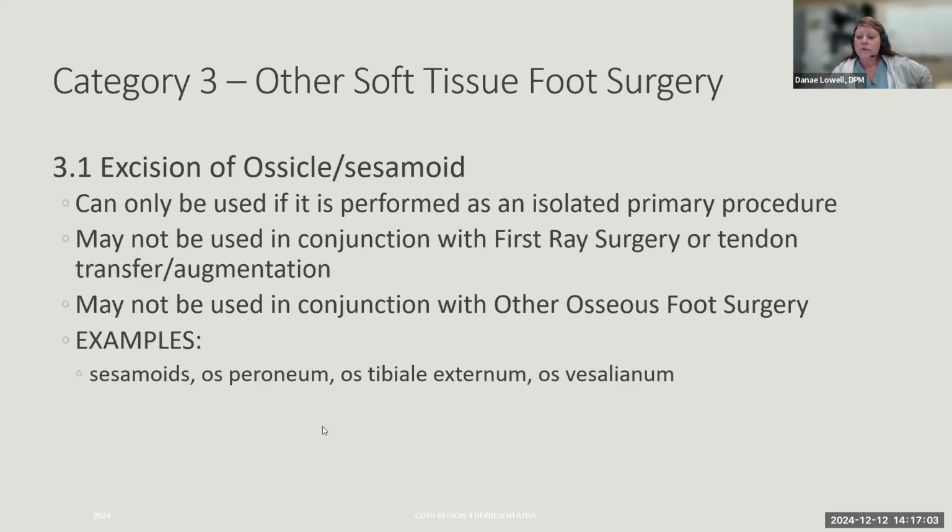Category 3 is for soft tissue surgery of the foot. It includes excision of ossicles or sesamoids. You only log this category if the procedure was isolated to removing the sesamoid or ossicle. You can't use this category when you also perform and log a first ray surgery or tendon transfer augmentation. You cannot perform a partial first ray procedure, log it as a category 2, and then also log excision of sesamoids in category 3. That is considered unbundling and is not allowed. Also, it cannot be used in addition to Category 4, other osseous foot surgery.